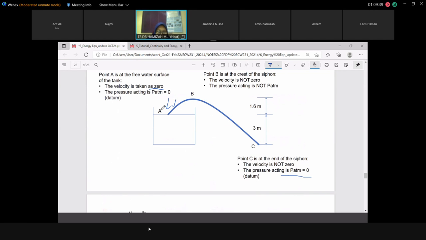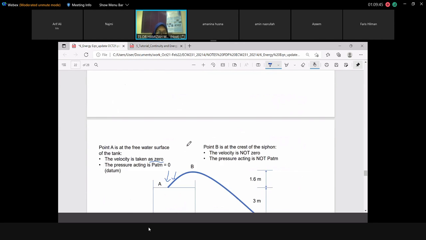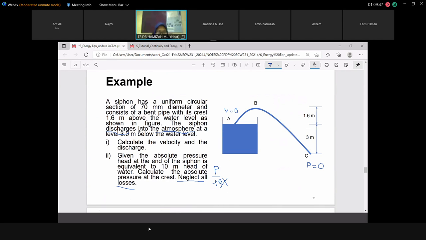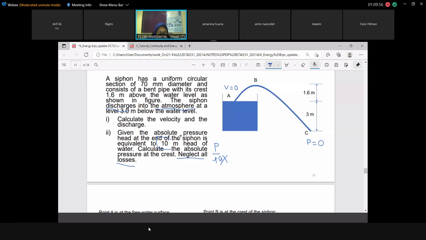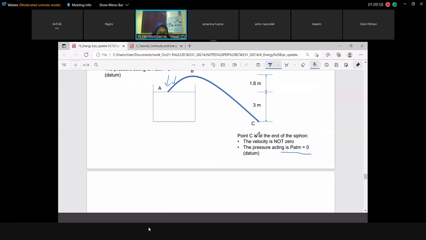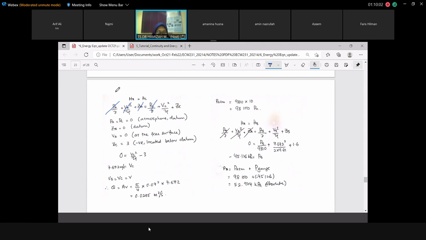Why do we do A with C first? Because C already has some information. B has none. Okay, for C we already know the pressure is 0, and we have the value here. So we do C with A first. So the elevation is located below the datum, so it is -3. So what remains is VC squared and ZC.